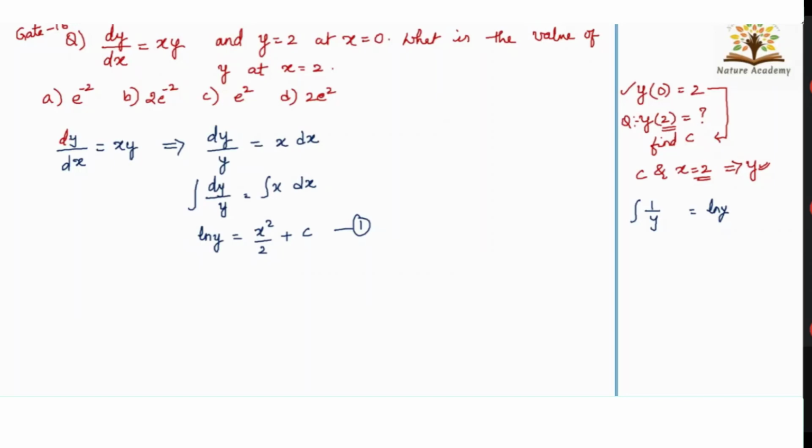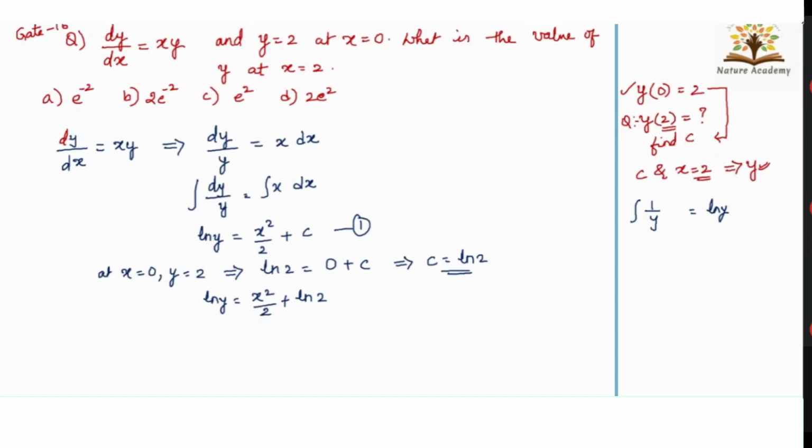Now use the initial condition. What is the initial condition? At x is equals to 0 and y is equal to 2, I can find C. So in place of y, I will write 2 and 0 in place of x, plus C. So this will give me the value of C. This is log 2. Now using this C, I can write this equation 1 as log y is equals to x square by 2 plus log 2.